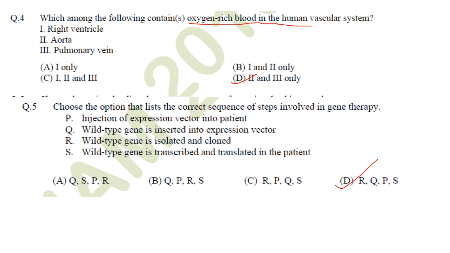Then next one. Choose the option that lists the correct sequence of steps involved in gene therapy. P, injection of expression vector into the patient. Q, wild type gene is inserted into expression vector. R, wild type gene is isolated and cloned. That would be the first step. So C and D we will see, but A and B will be omitted. So R is the first step. Then comes Q, wild type gene is inserted into expression vector. So option D will be correct. R, Q, and then P, injection of expression vector into patient. S, wild type gene is transcribed and translated in the patient. So it is RQPS. Answer is option D.